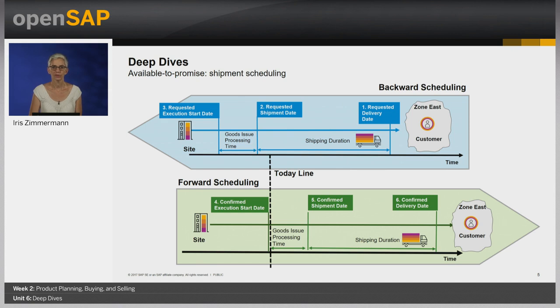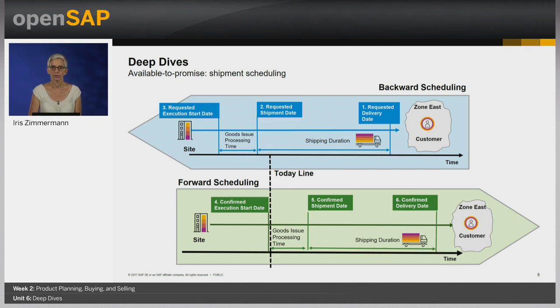Next, the goods issue processing time is taken into account. It is the lead time required to prepare the shipment of the goods in the warehouse. It results in the requested execution start date, number 3. With this requested date, the product availability check is performed. I will explain the details of how it's calculated in the next slides. Anyway, it returns the confirmed execution start date.